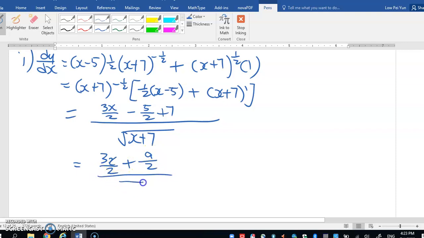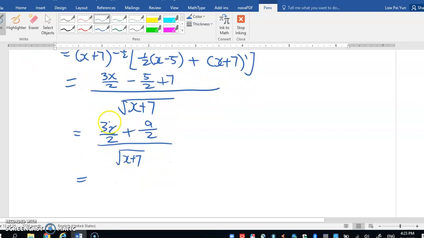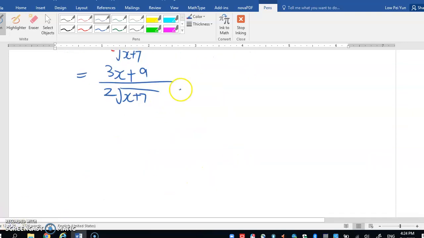And now I can very quickly write this without fraction in fraction. I can bring out the half and put the 2 of the half at the denominator. Because if you were to bring out the half, you are going to get 3x plus 9. Then you bring this 2 to the front of the denominator. Okay, so far? So this is my answer for part 1.